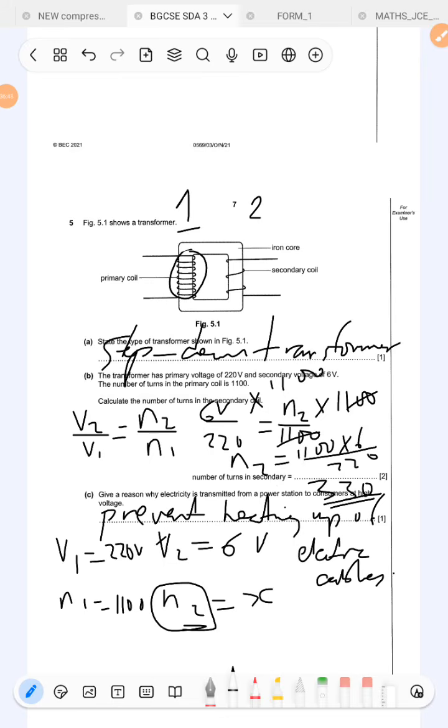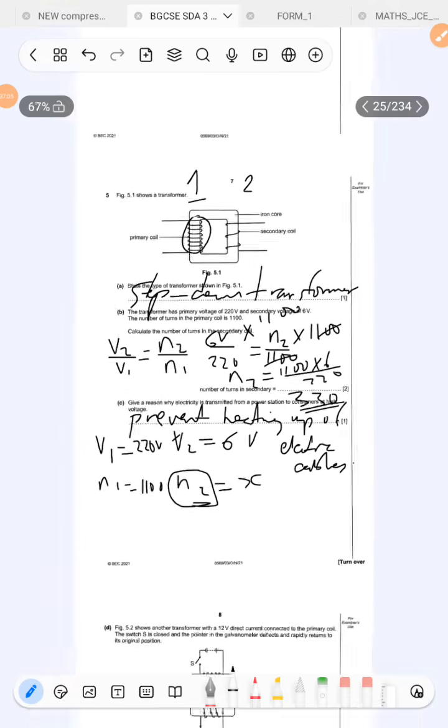So this is to prevent, one, the heating up of electrical cables that can result in fires and all that. And also it saves the overall amount of electrical energy that can be delivered. So that's the other reason there.